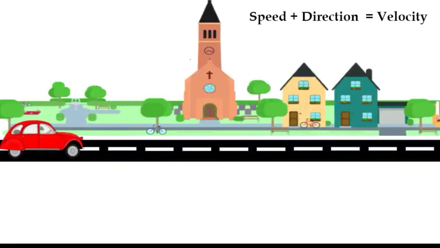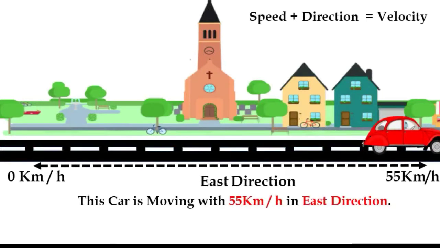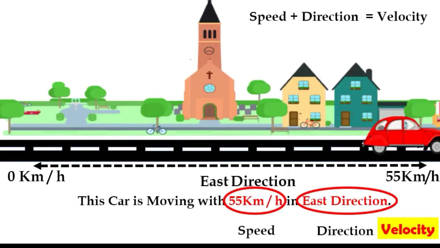So if a car is starting from 0 km per hour, and it moves a distance and reaches 55 km per hour in one direction, that is the east direction. So the car which is moving 55 km per hour in the east direction, here 55 km per hour is the magnitude, and the east direction is the direction. So if the magnitude as well as the direction are both mentioned, then we can say that that is the velocity.